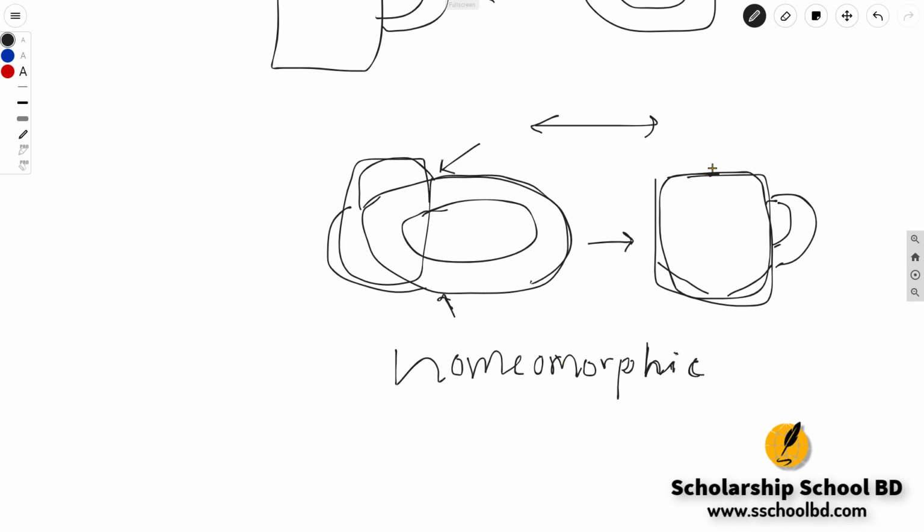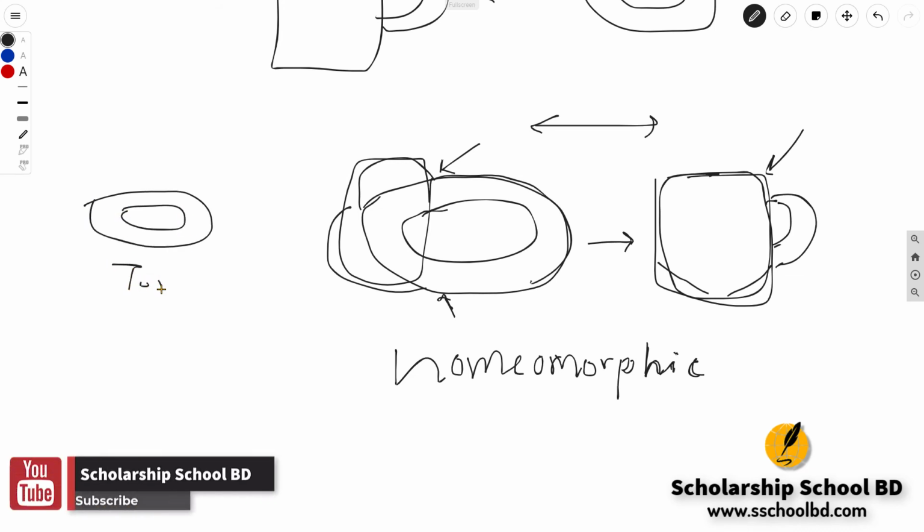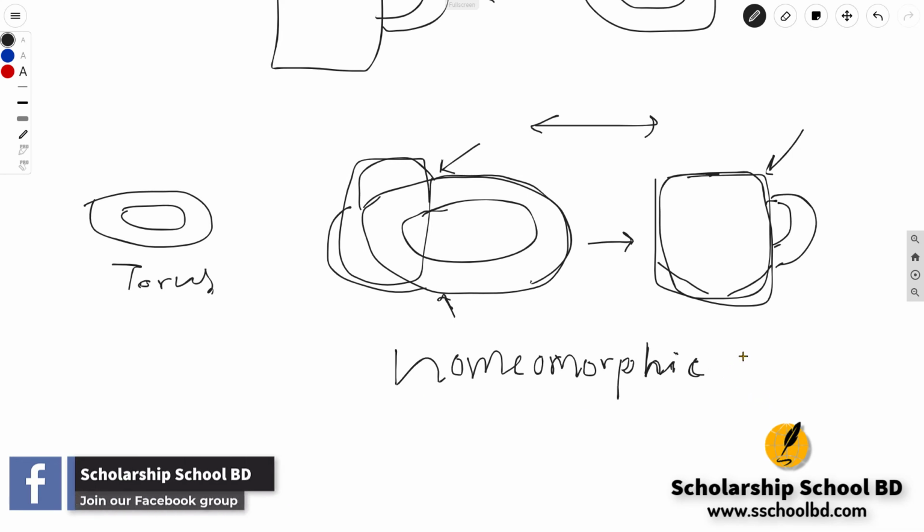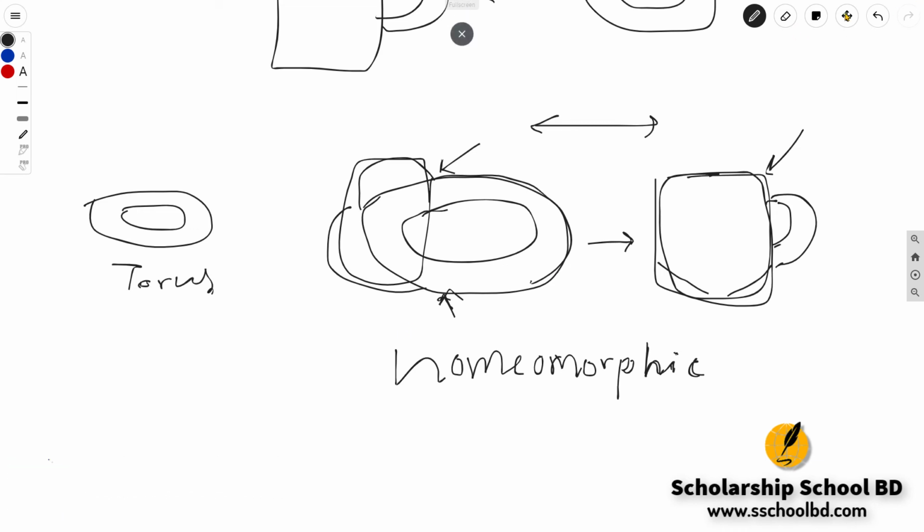So if you have a complicated geometry like this coffee mug, you can certainly study the geometrical properties of these complicated objects in terms of simpler objects like a ring, this donut, or mathematically we call it a torus. All right, donut and torus are basically the same. Anyway, so these homeomorphic objects are basically the same. They have common geometrical properties.